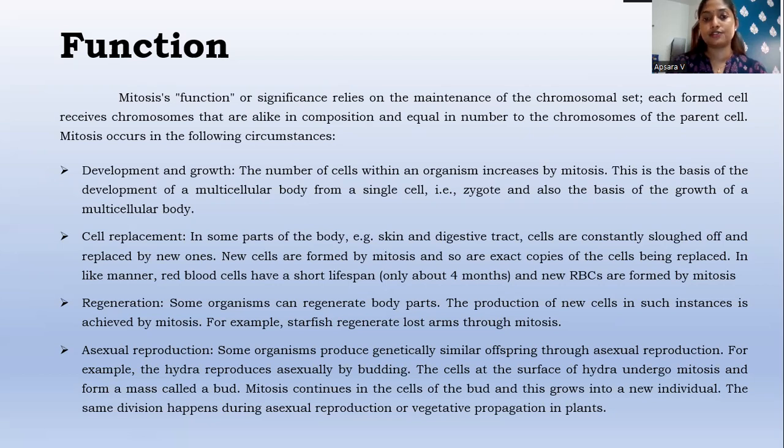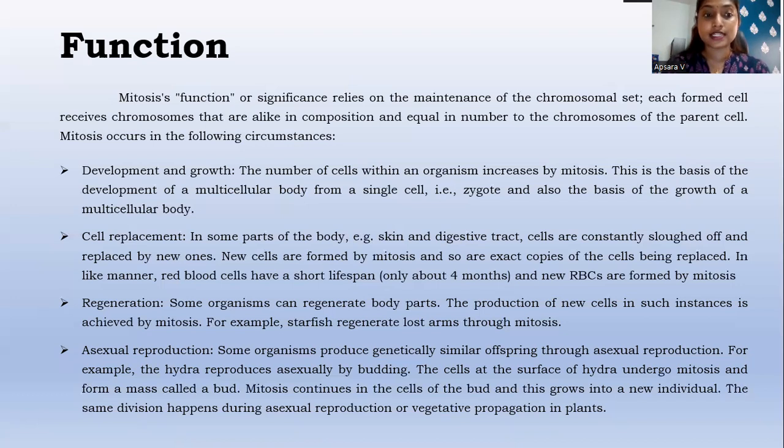Cell replacement. In some parts of the body, that is skin and digestive tract, cells are constantly sloughed off and replaced by new ones. New cells are formed by mitosis and are exact copies of the cells that are being replaced. In a like manner, RBCs have a very short lifespan of only about 4 months, and new RBCs have to be formed by the process of mitosis. Mitosis also helps in regeneration. Some organisms can regenerate body parts, and the production of new cells in such circumstances is achieved by mitosis. For example, if an arm of a starfish is lost, it can regenerate with the help of mitosis.